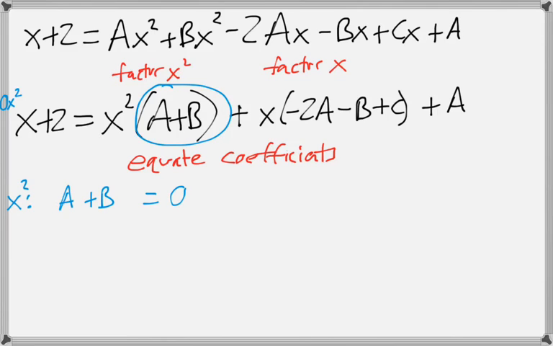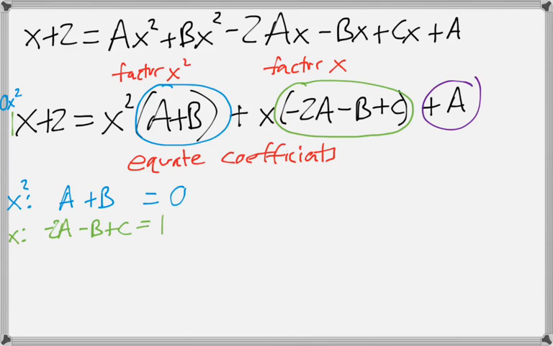On the right I have all of this being multiplied by x, and on the left I have an implied 1 there. So for my x equation, I'm going to have negative 2a minus b plus c is equal to 1. And then for my constant, I have an a and I have a 2. So for my constant equation, it's going to be a is equal to 2.